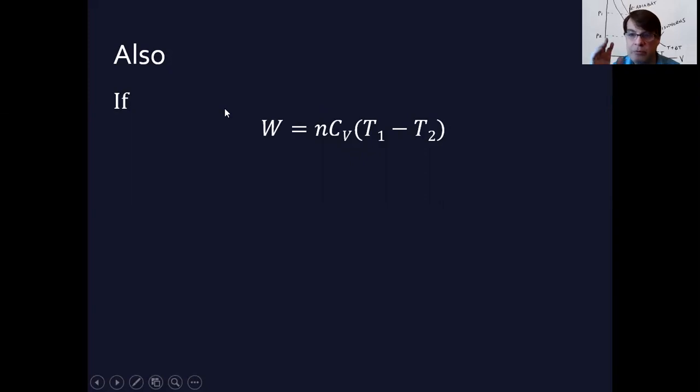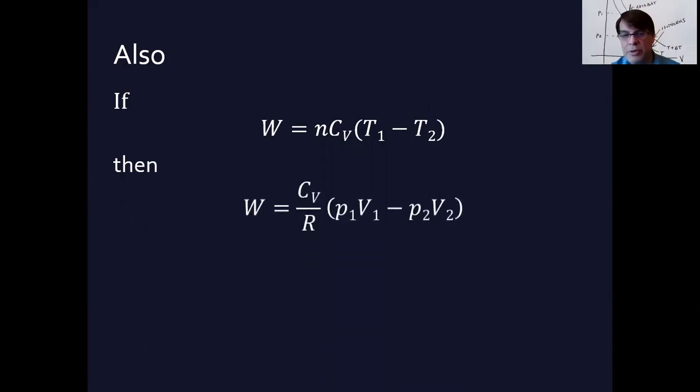So this is the formula we've just shown from the previous slide. If that's true, then we know that PV equals nRT, right? So n equals PV divided by RT, right? And so if we go ahead and do that, here's what we end up with. So the CV stays the same. We've substituted PV over RT, so the R stays in the bottom, and the PV stays at the top, and the T goes away. And so we have P1V1 minus P2V2. So how did we get from here to here? We simply substituted PV over RT for n, and then canceled.